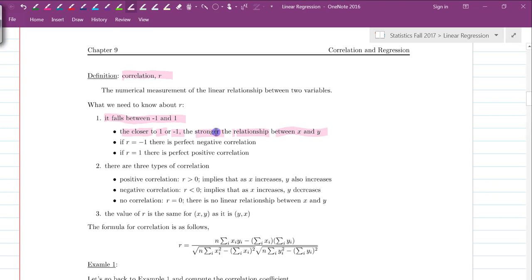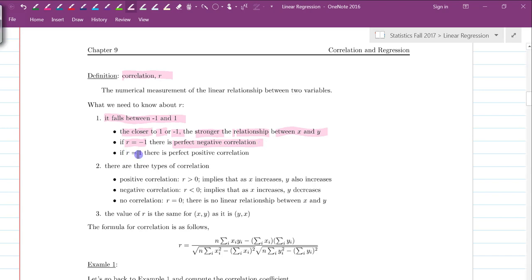If R is negative 1, there is a perfect negative correlation, which means that there's a perfect relationship that every time you increase your independent variable, you have a decrease in your dependent variable. An example would be the higher your miles go on your car, the lower the value is of your car. Okay, that would be a negative correlation.